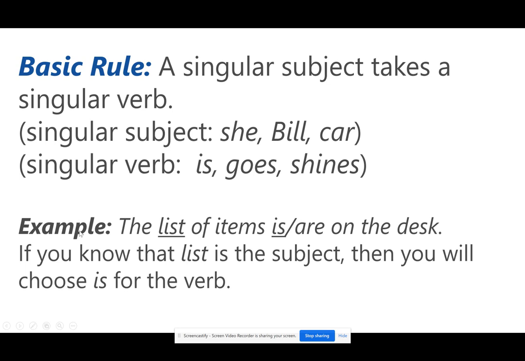And let's look at this sentence and how we're going to use that. The list of items is on the desk. Since we know that list is the subject, then we will choose is for the verb because list is singular. Sometimes people will confuse this and think we're talking about items and choose are, but actually our subject is list. And it's one list. So in that case, since it's singular, one list, we choose the verb is.